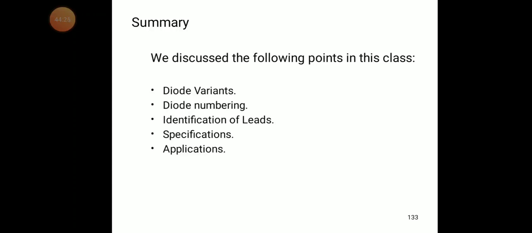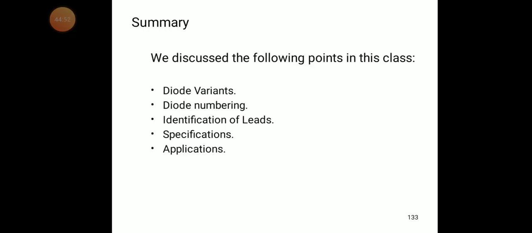In the forward bias, the junction depletion layer width decreases and current passes. It offers low resistance in the forward bias. In the reverse bias, the depletion layer width increases, the potential barrier increases, and the resistance of the junction increases. So we discussed forward bias and reverse bias.